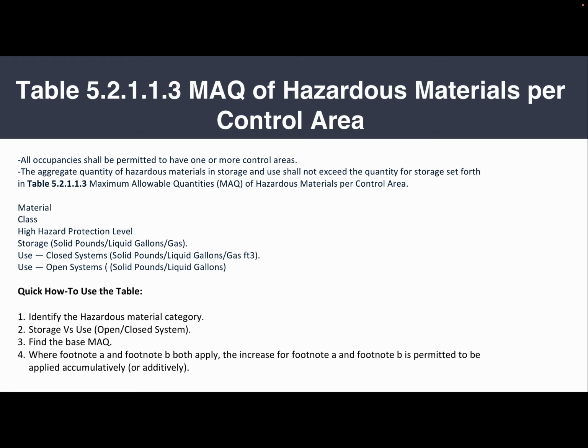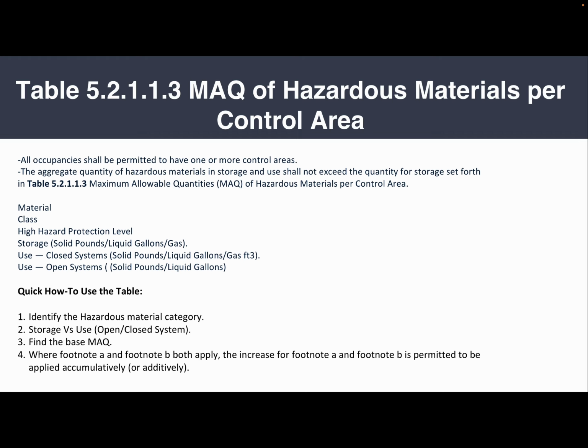So how do I use the table? We identify the hazardous material category from the 14. We determine the storage versus use, open or closed system. Open is more restrictive. We find the base MEQ, and then we apply footnotes A and B. What are footnotes A and B? Footnote A is for the sprinklers, and footnote B is for the permissible storage or the approved cabinet.